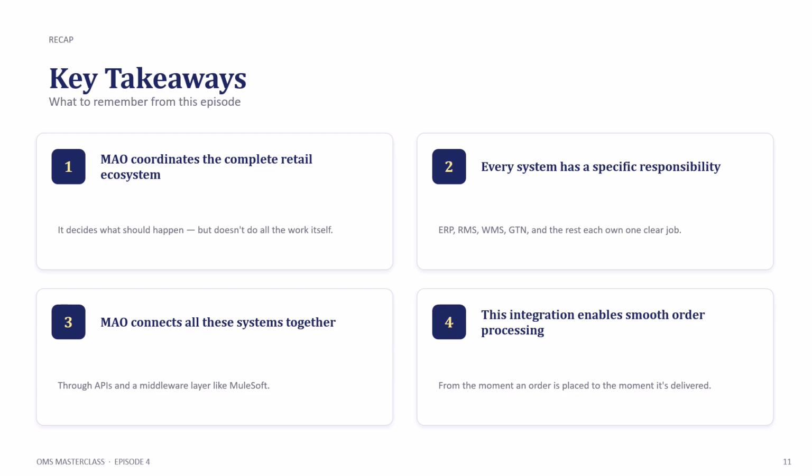Third is all these systems work together. They don't operate independently. MAO connects them so the entire order lifecycle runs as one complete process. And finally, integrations make all of this possible. APIs, inbound and outbound messages, and platforms like MuleSoft help these applications exchange information seamlessly. So, if you understand these 4 points, you have already built a strong foundation for understanding Manhattan Active Omni architecture.